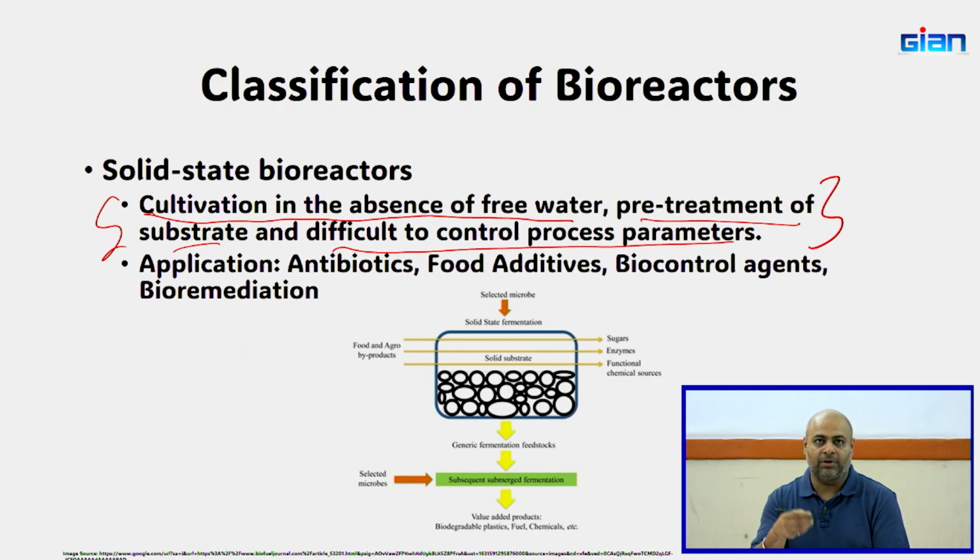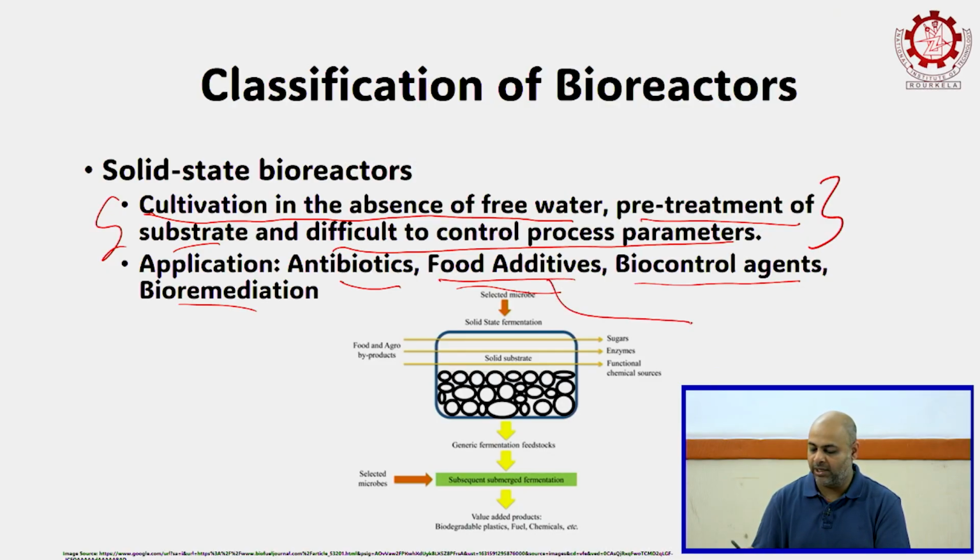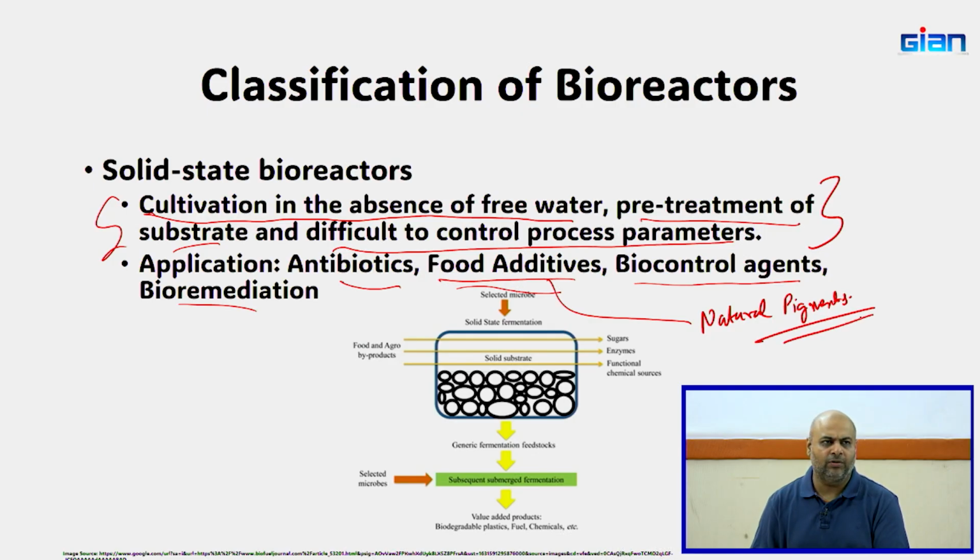It's not as simple as regular submerged bioreactors like a batch process, a fed batch, or a continuous stirred tank reactor. Applications of these are mostly for antibiotics, food additives, biocontrol agents, and bioremediation. In my research group, we have used it for food additives, specifically to get natural pigments.